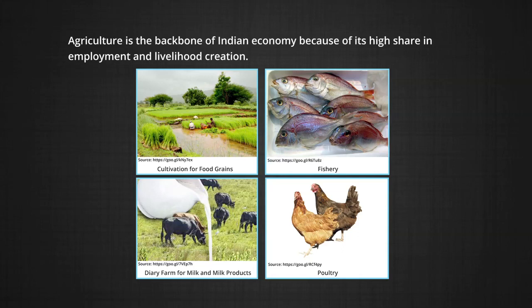Let us now take up importance. Agriculture plays an important role in the development of the industrial sector. It provides raw materials like cotton, wood, sugarcane, jute, oil seeds, etc. to the manufacturing industries. Agriculture is the backbone of the Indian economy because of its high share in employment and livelihood creation. This sector provides employment to more than 50% of the workforce. Agriculture and allied sector provide cereals and food grains, dairy products, poultry, fisheries, mining and animal husbandry.